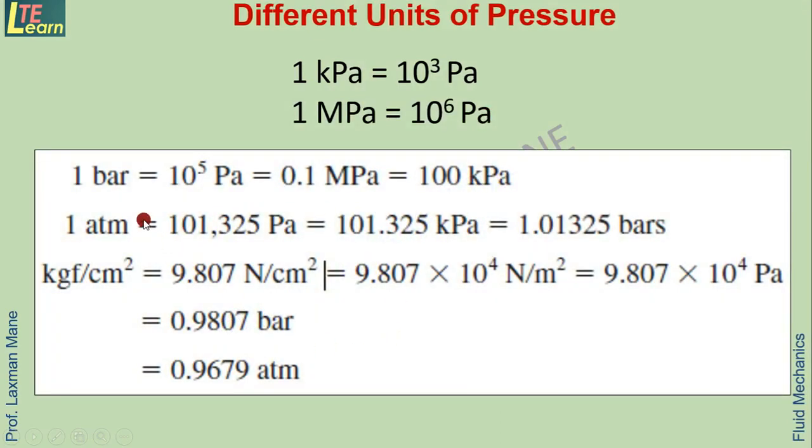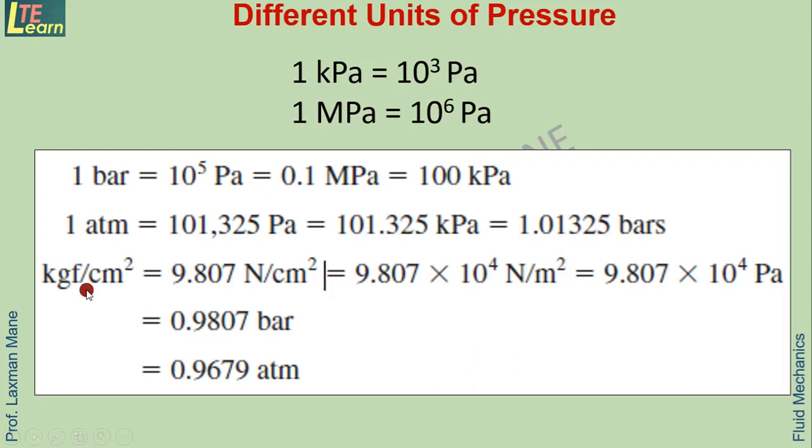These are some other units. 1 bar, that is used to measure barometric pressure, is equal to 10 raised to 5 Pascal. In megapascal it is 0.1 and in kilopascal 100. In the form of atmospheric pressure, 1 atmospheric pressure is equal to this value in Pascal, this value in kilopascal, and in bar it is 1.01325 bar.